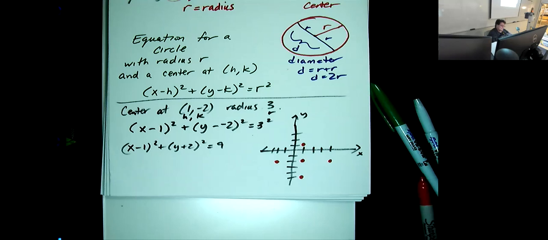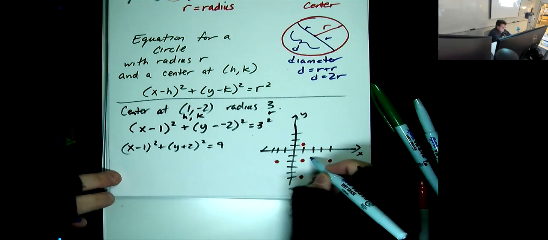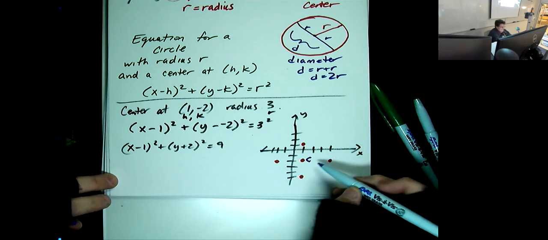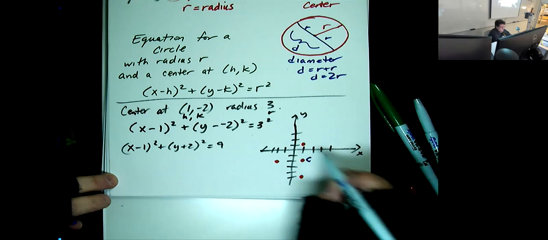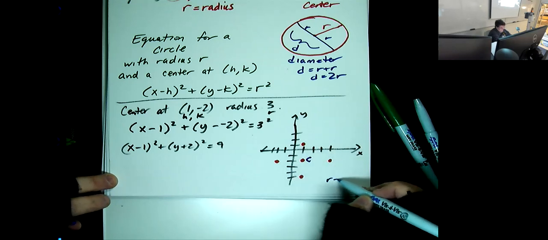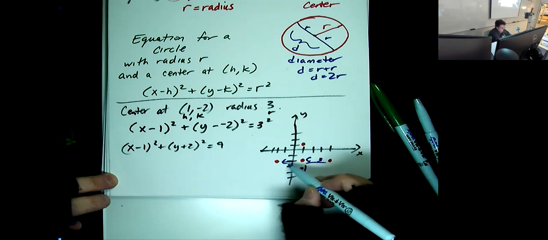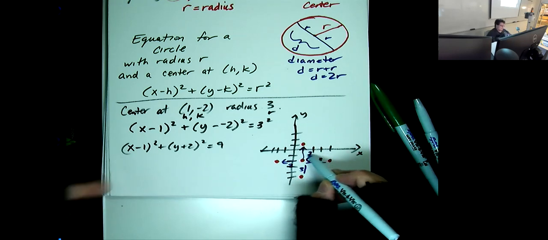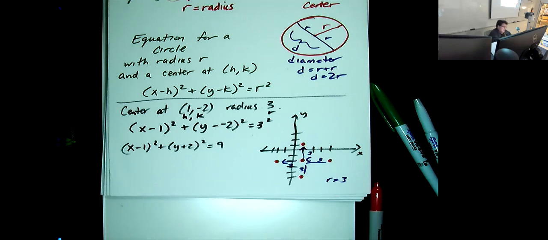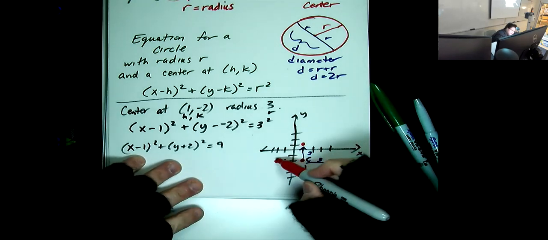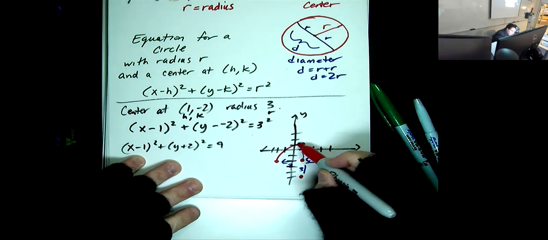So this is my center right here. And what I'm doing is just adding the r in every direction. r equals 3, so I went 3 that way, 3 that way, 3 that way, and 3 that way. And now you just kind of connect the dots.